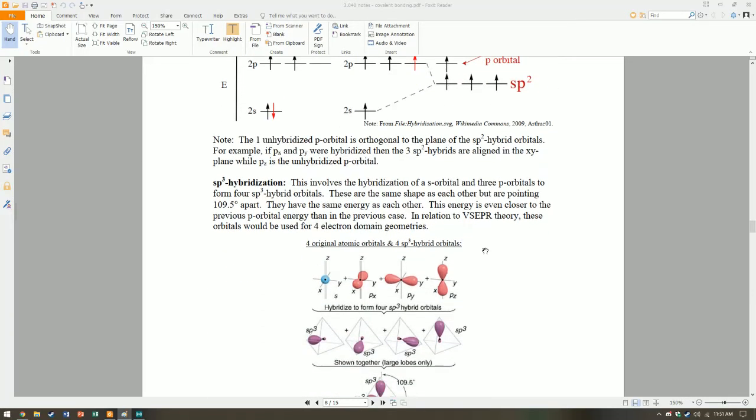sp3 hybridization is a bit trickier. It hybridizes in the corner, and then you get 4 sp3 hybrids, and the 4 sp3 hybrid orbitals will combine to form a tetrahedral shape, again in line with VSEPR theory.